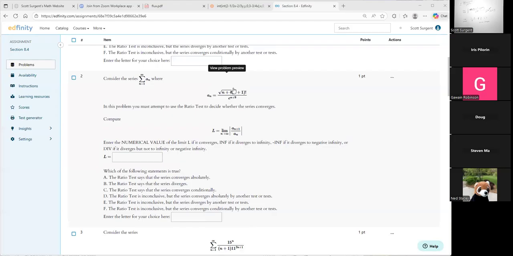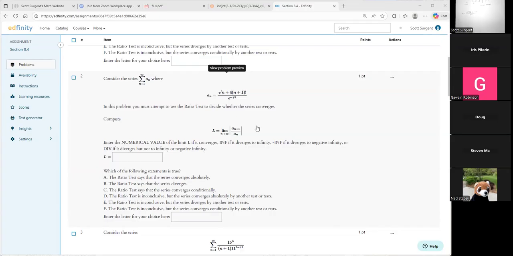So take a look at this one right here, number 2. It's the square root of n plus 4, and then n plus 1 factorial, and then e to the n plus 9. And again, it looks pretty rough, but I'll just copy it. But because it's got factorials and exponentials, this one is ideal for the ratio test.